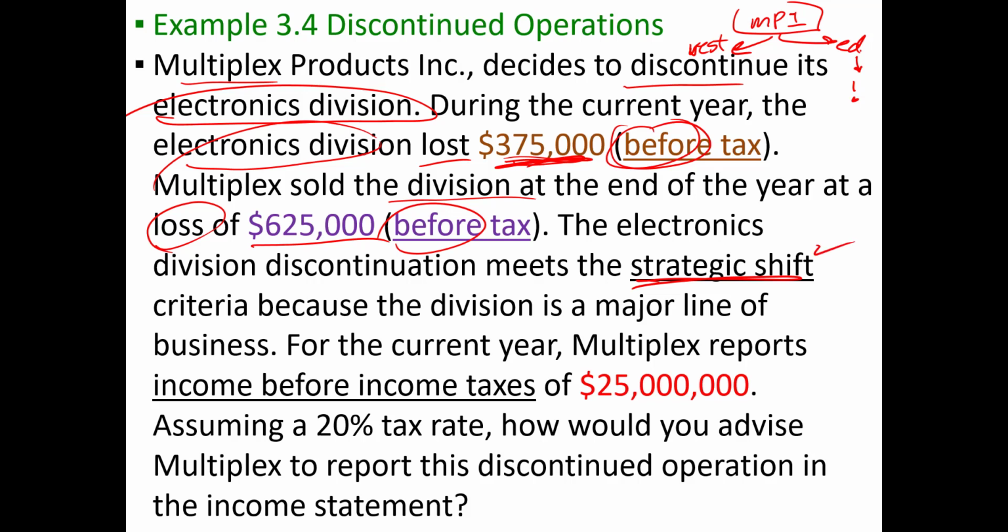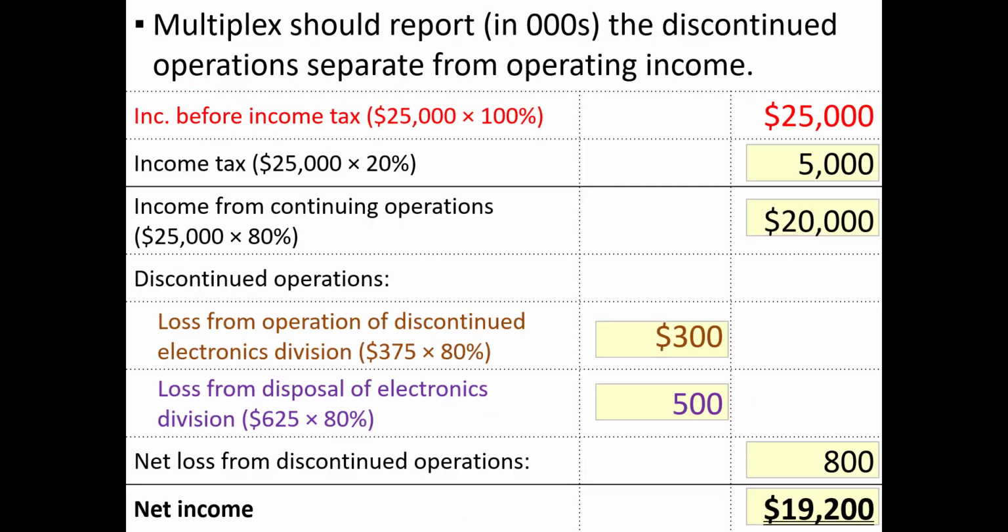Okay, fine. I can isolate it. It's its own division, and getting rid of it is a major shift. It's a major component. We're getting rid of it. For the current year, the company reports income before income taxes of $25 million. I'll show you how to break this out. It's going to be very clear in the problems. Assume a 20% tax rate. How would you report this? Okay. So I'm going to report these numbers in zeros just to make it a little bit easier.